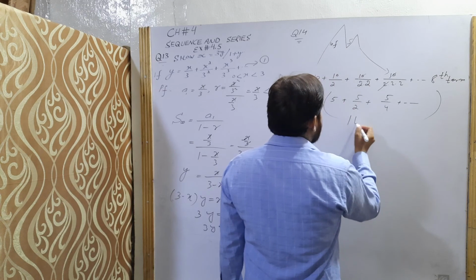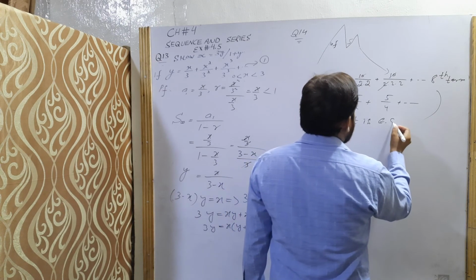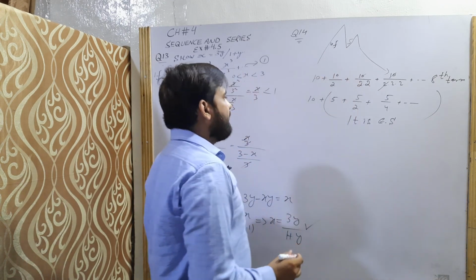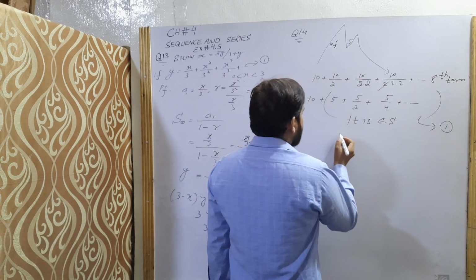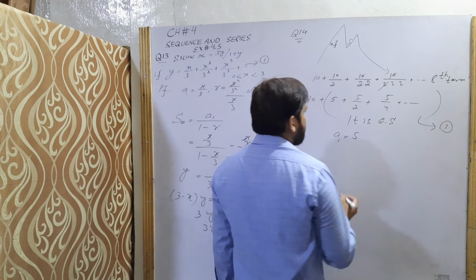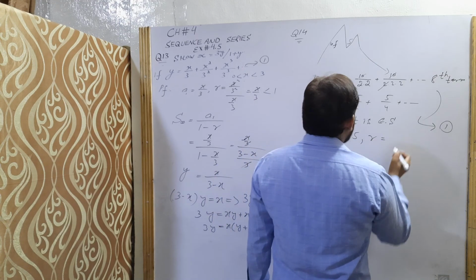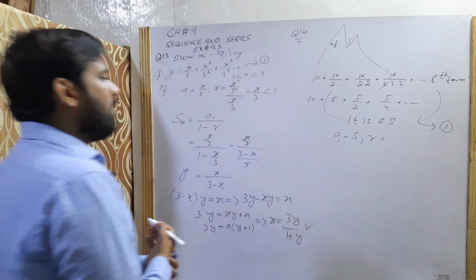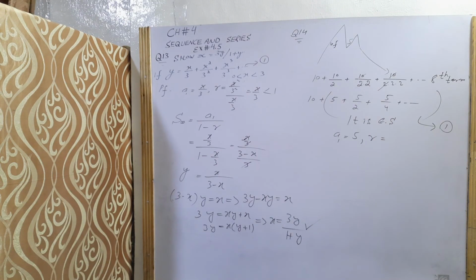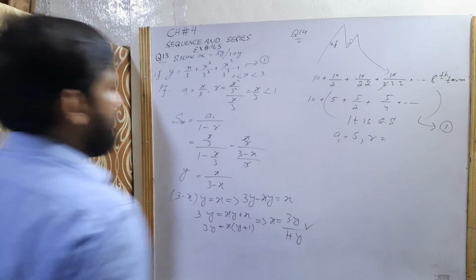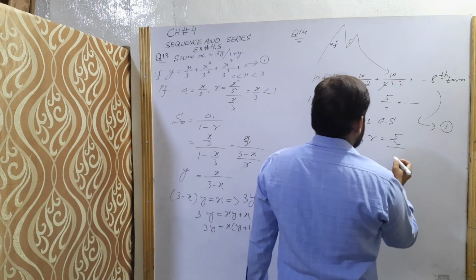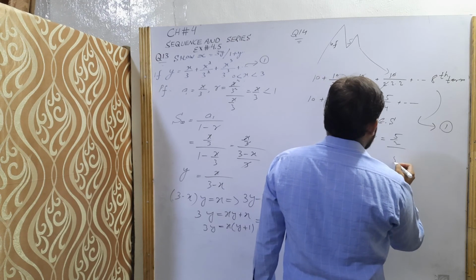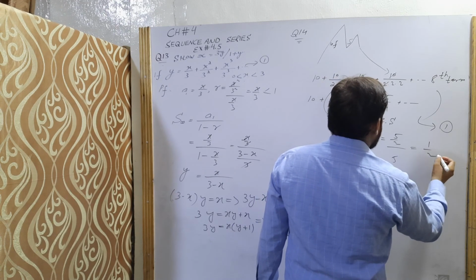It is a geometric series. We have to find the sum. Say this is question number 1. In this case A1 is 5. How do we find the common ratio? If we divide the second term by the first term, 5 by 2 divided by 5, this is equal to 1 over 2, which is less than 1.